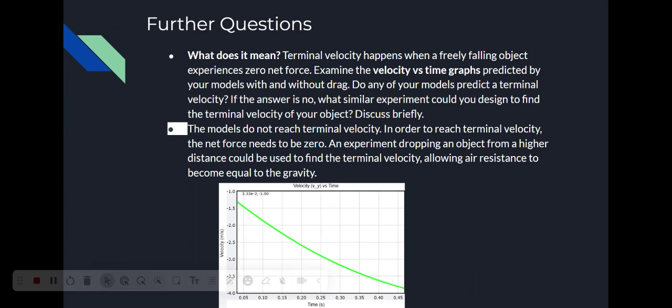So further questions about the terminal velocity. Was there terminal velocity? And if no, how could we show terminal velocity? The models do not reach terminal velocity because in order to reach terminal velocity, the net force has to be zero. And as you can see from the graph of the computational model with drag and gravity, the slope is not a constant slope, and because it's not a constant slope, there's no terminal velocity. And so, an experiment to show terminal velocity would be dropping it from a higher distance to allow air resistance to equal gravity.